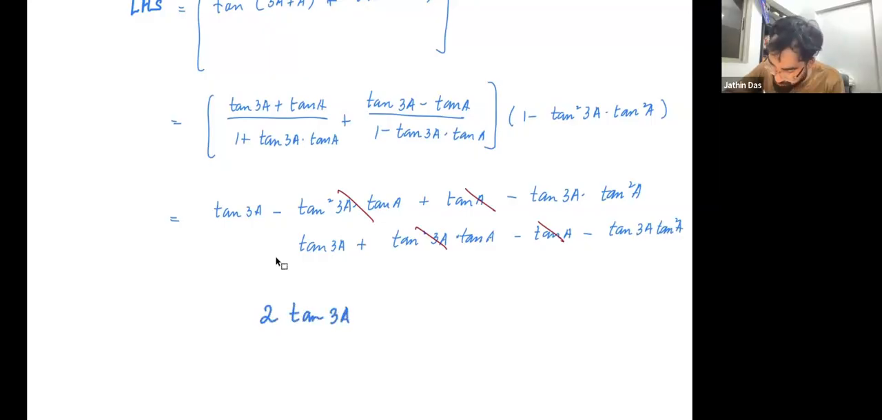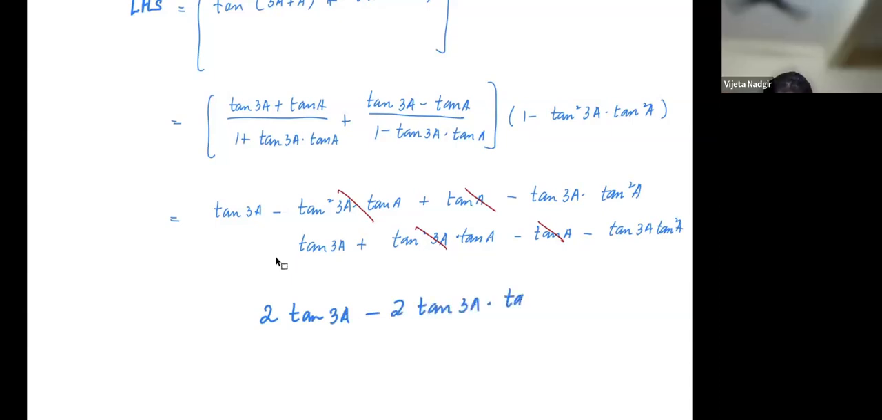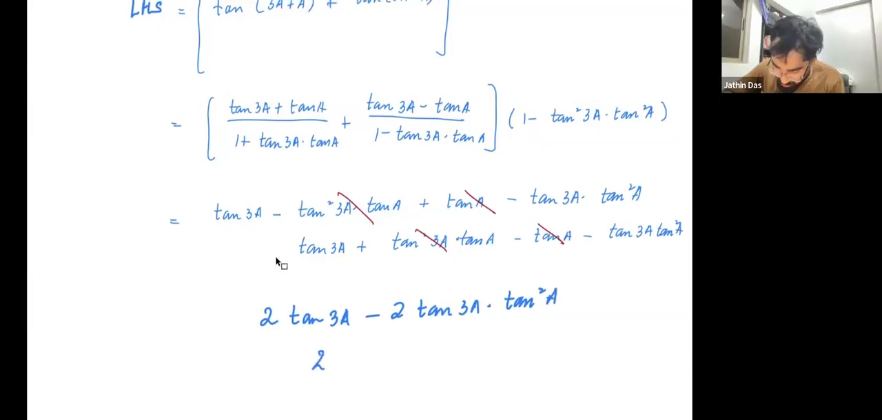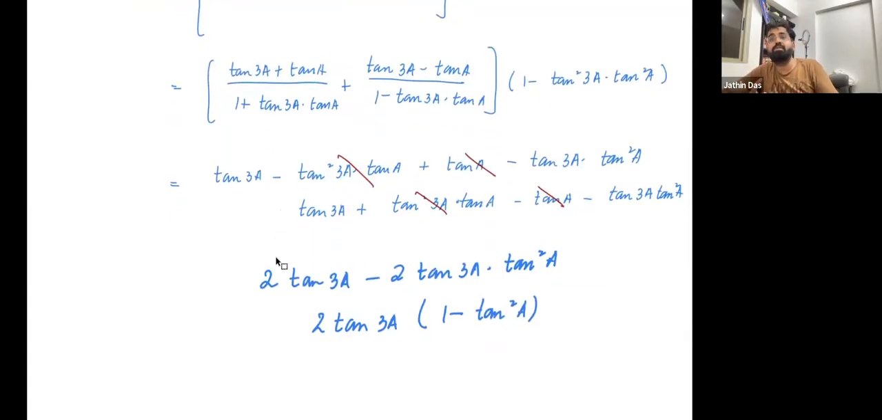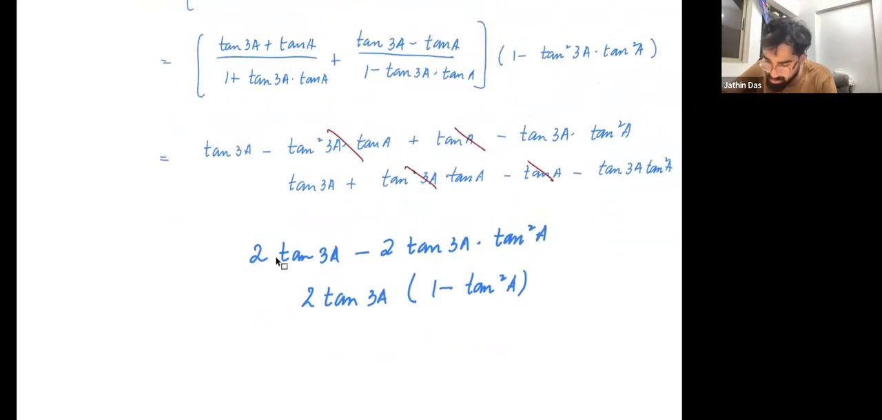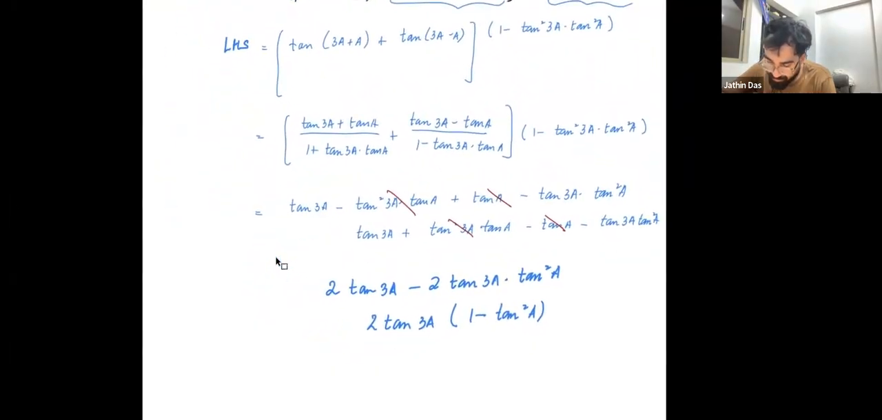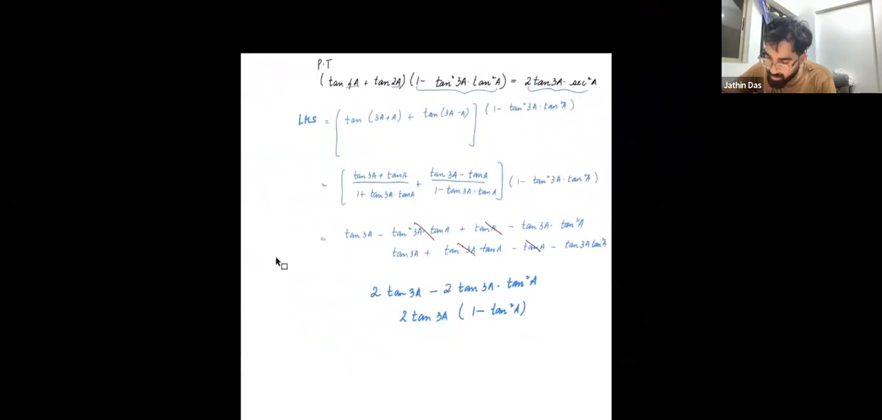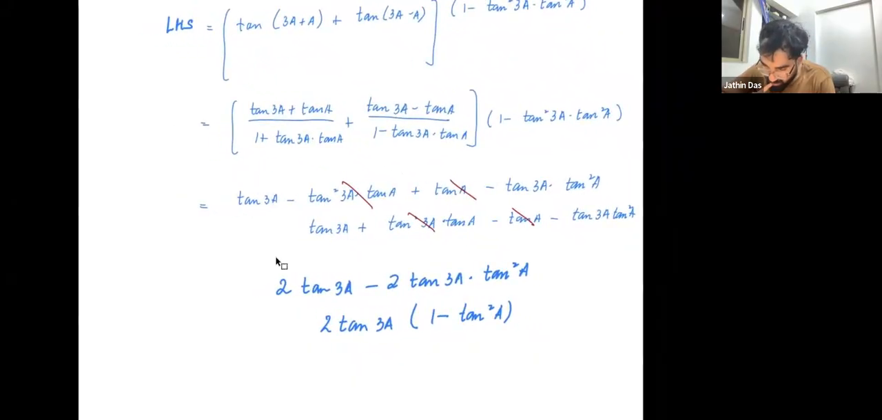2 tan 3a minus 2 tan 3a tan square. Tan square हो गया ना? Then 2 tan 3a I'll take common. Okay. So we'll get 1 minus tan square. 1 minus tan square... 1 plus आना चाहिए ना tan square के लिए. Did I make a sign mistake? No.